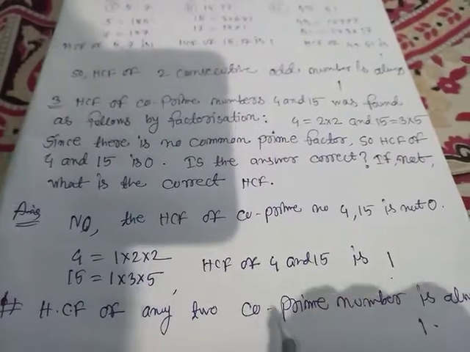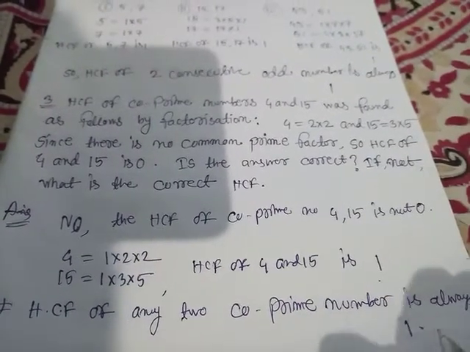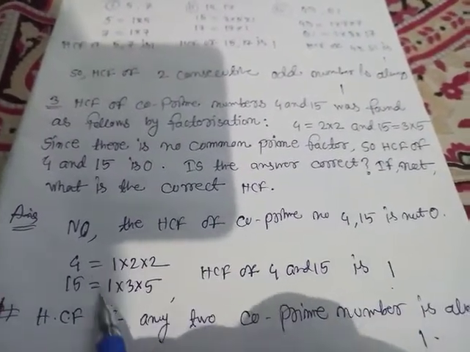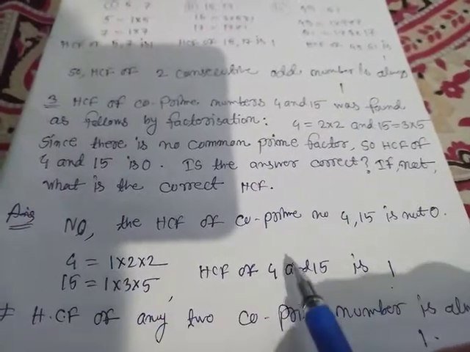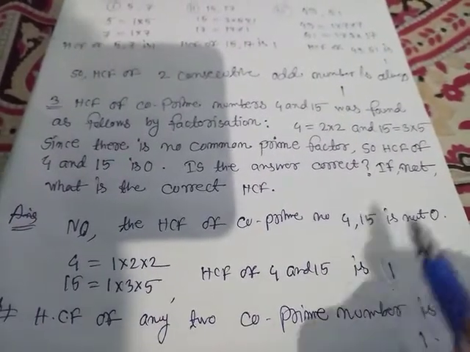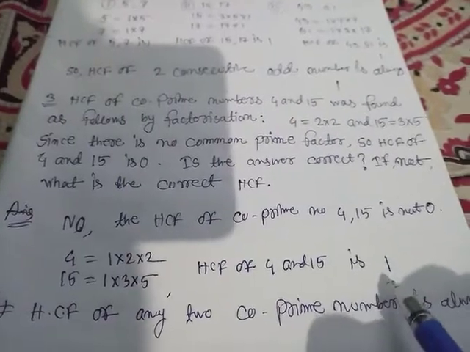HCF of any two co-prime numbers is always 1. Here 1 is disguised. That is why HCF of 4 and 15 is not 0, it is 1.